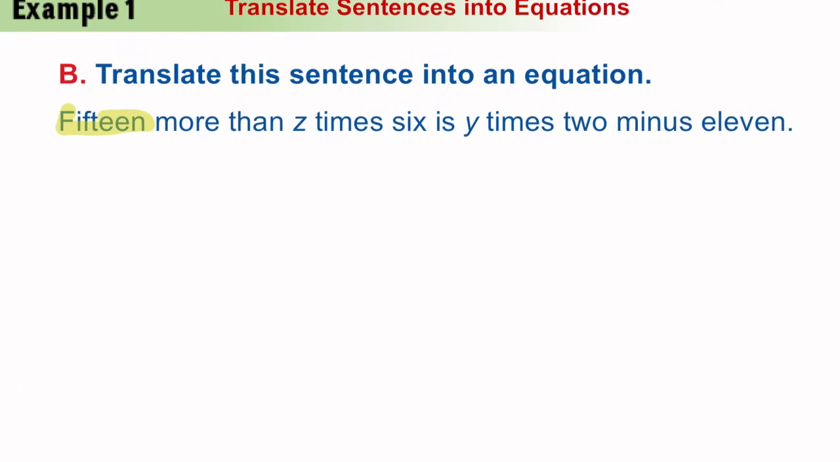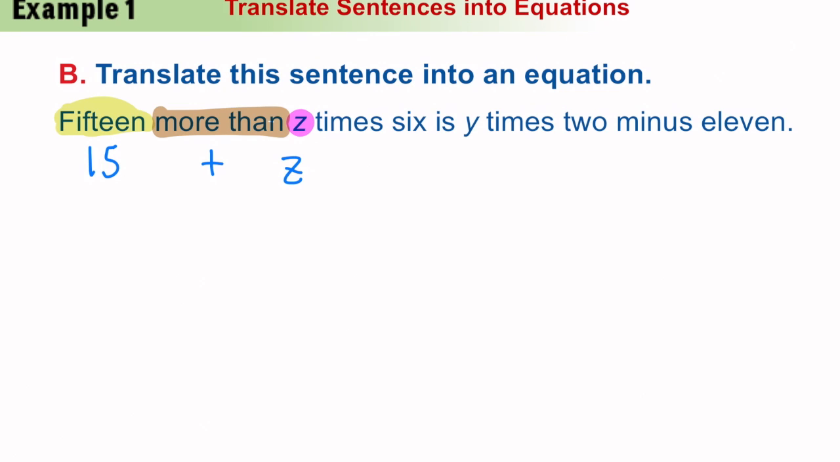So 15, that's just the number 15. So let's put our number 15. And then it says more than. More than usually means plus, so we'll keep it as plus. Then the third part is z, so we'll keep it as a z. I like to put a line on it just so that I don't confuse it with the 2.